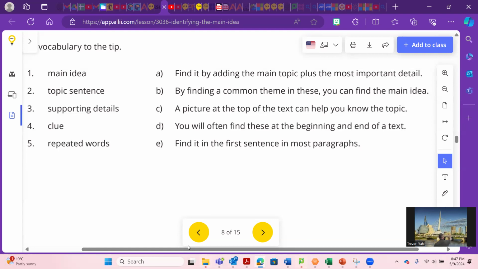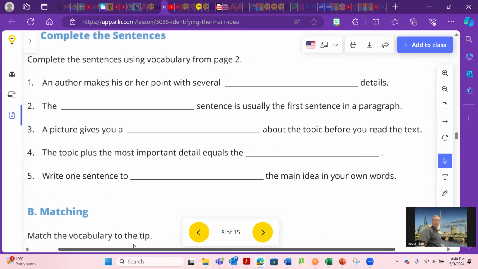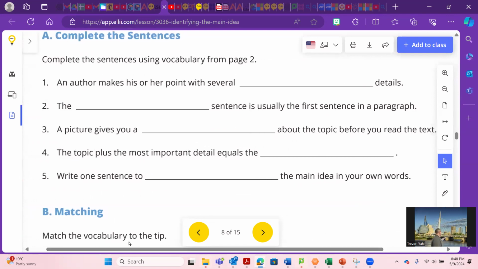So I have one is A, two is E, three was B, four is C, and five was D. Okay. And then based on those definitions, that should help you to complete the sentences. So which of these words, 1 to 5, fit into these sentences 1 to 5? Take a minute to do that, and then we'll end off for tonight.